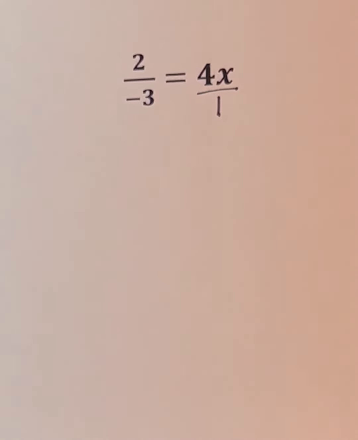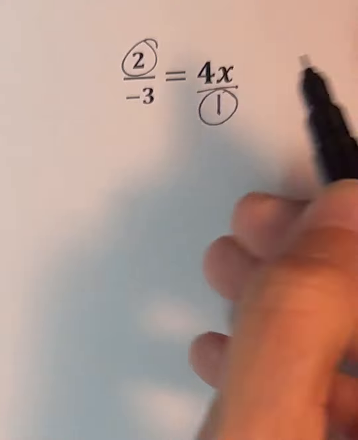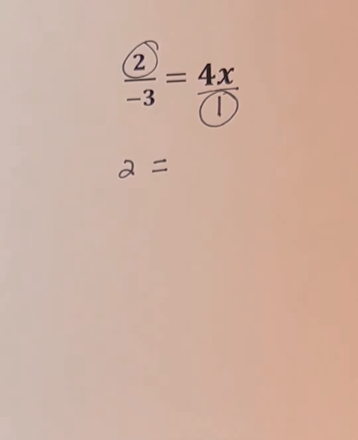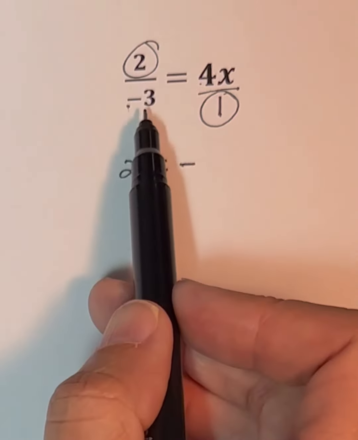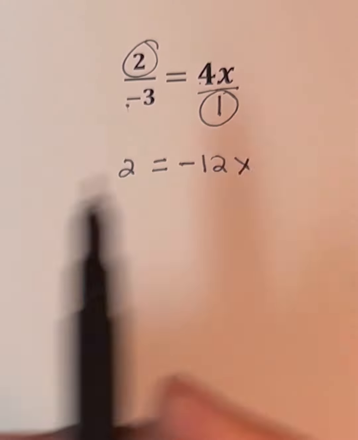Now I have a fraction equal to a fraction, and I can cross multiply because this is a proportion. So 2 times 1 is 2. Then I can bring down my equal sign. A negative times a positive is a negative. 3 times 4x is 12x.